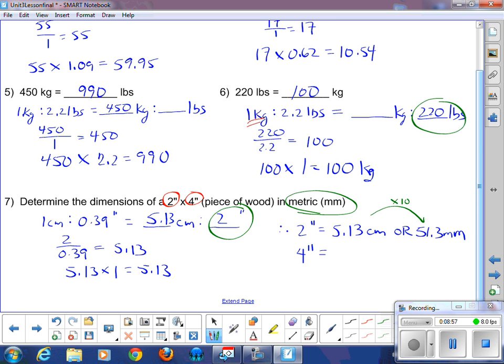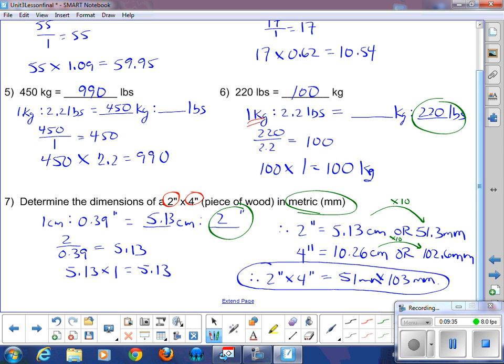So that would mean the 4-inch measurement would be twice as big. So 5.13, make it twice as big, would be 10.26 centimeters. Or we do the same process there, we multiply by 10, and we get 102.6. And that's in millimeters. So therefore, a 2x4 is equal to a 51 millimeter by 103 millimeter.